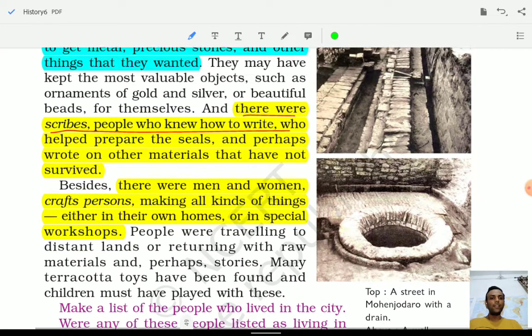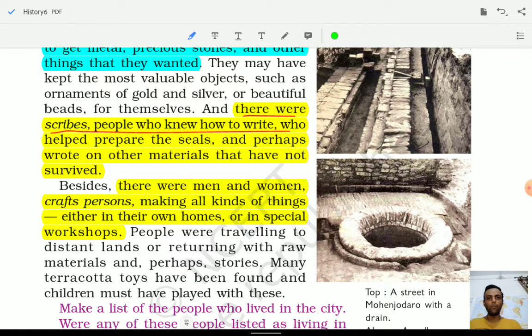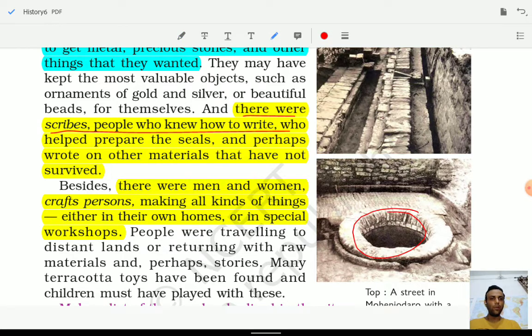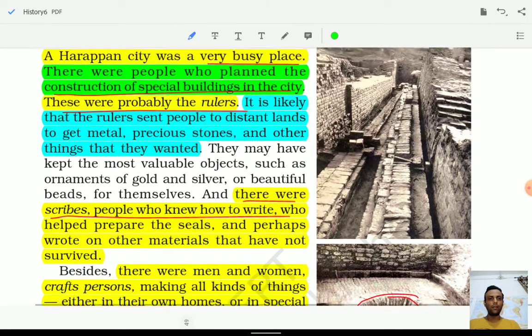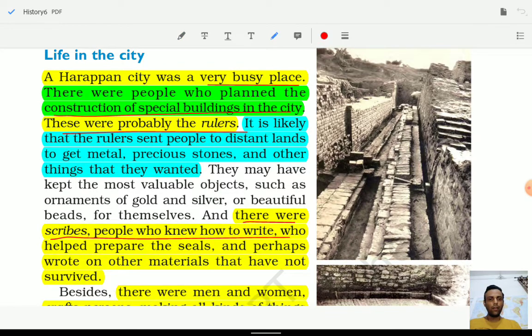Look at the right hand side here. You will see a well. Look at here, and here you will see the drainage. Look at this. So these are the drainage patterns, and look at the wall. Look at the width, a very strong wall, right?